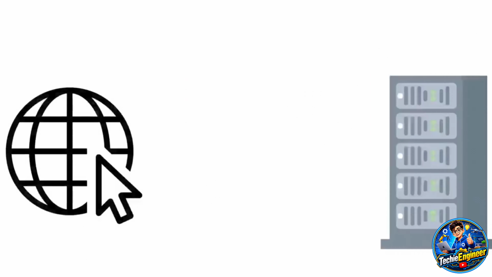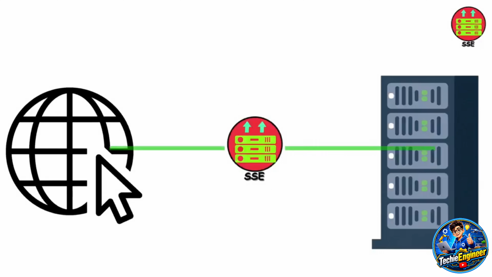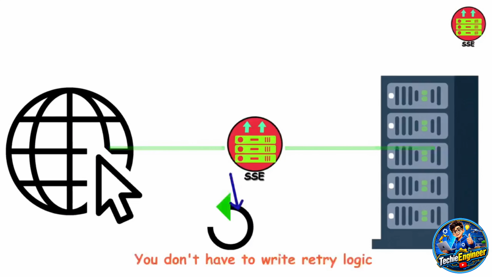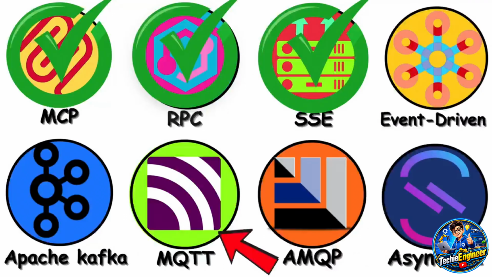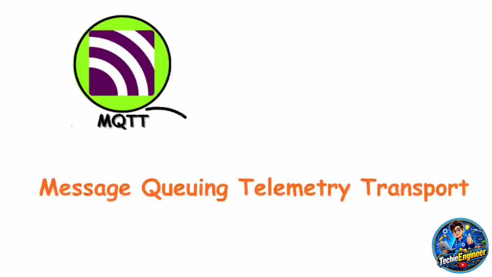Even better, if your connection drops, SSE automatically reconnects. You don't have to write retry logic, and it supports event IDs. So when it reconnects, it can pick up right where it left off. That's really elegant. MQTT. MQTT stands for Message Queuing Telemetry Transport.